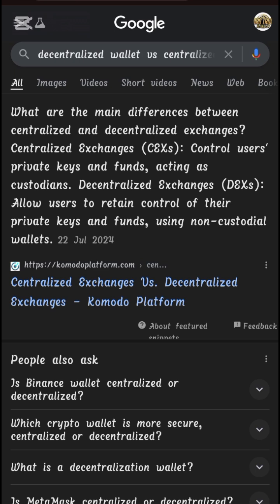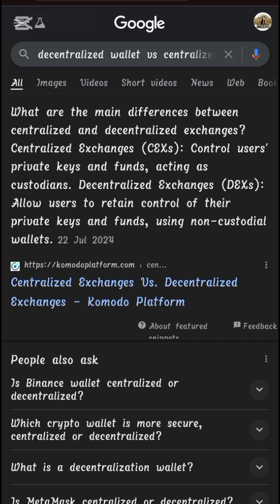A centralized wallet, which is the CEX, controls the user's private keys and funds, acting as a custodian, while a decentralized wallet allows users to retain control of their private keys and funds, using a non-custodian. So we have one that is a custodian and another that is non-custodian. What they are saying is that a centralized wallet controls the keys, controls the user's private keys, controls the user's password.